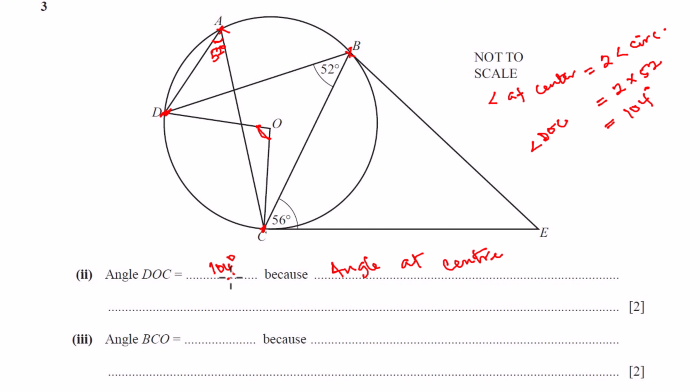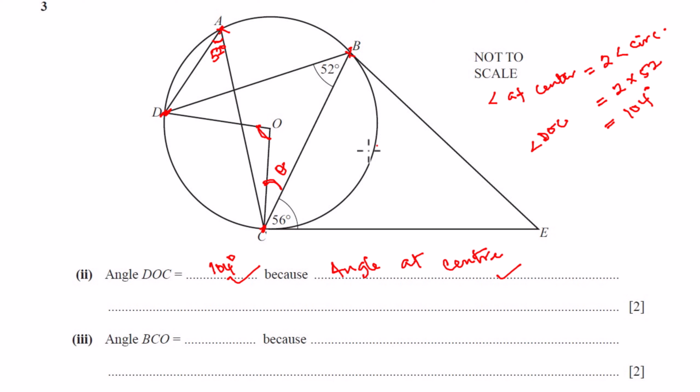So you have 1 mark for the value and 1 mark for the reason. So BCO, we are looking for this angle here. Let's call this angle theta. It's going to be a bit tricky, but let's just see what we can do with this angle. I'm looking for BCO.